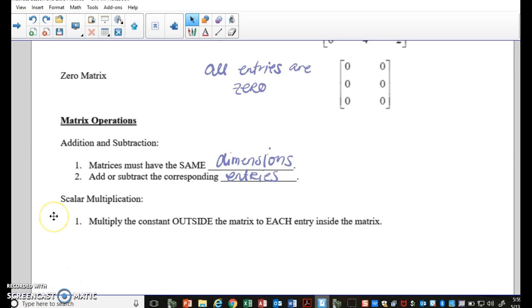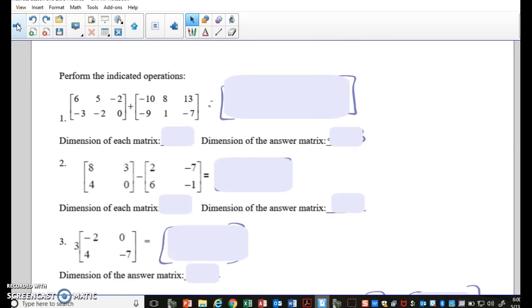And then we also have scalar multiplication. That's where there's a constant on the outside of the matrix, and you just multiply that constant by every entry inside the matrix. So let's do some examples so we can see. Alright, so perform the indicated operations.